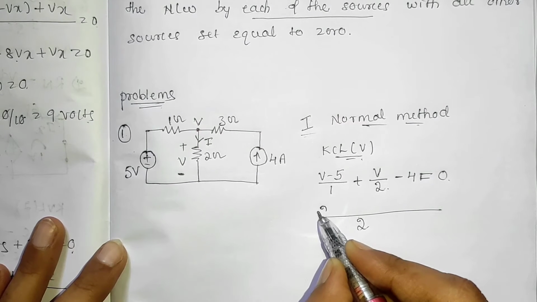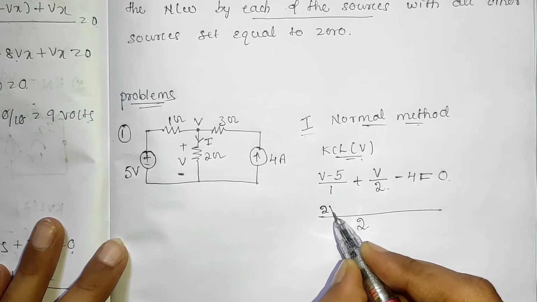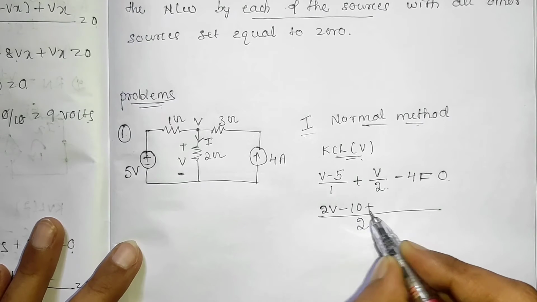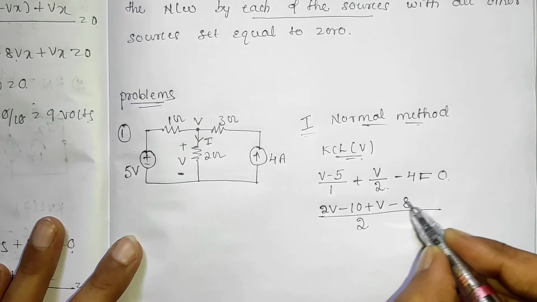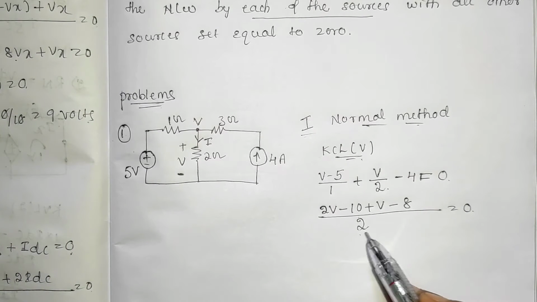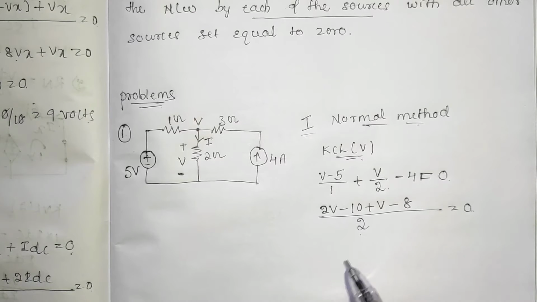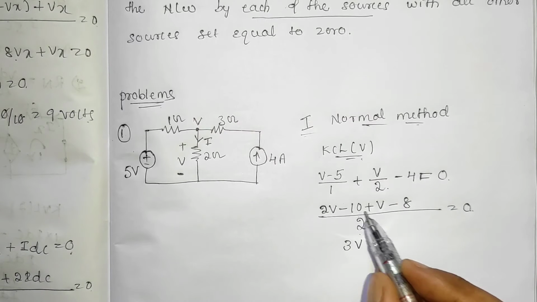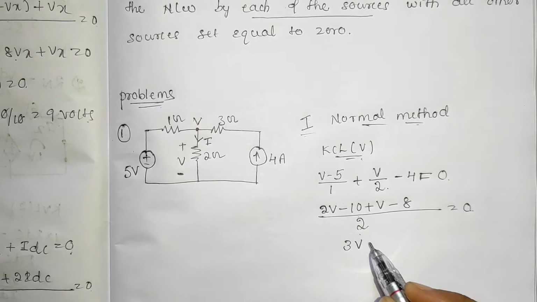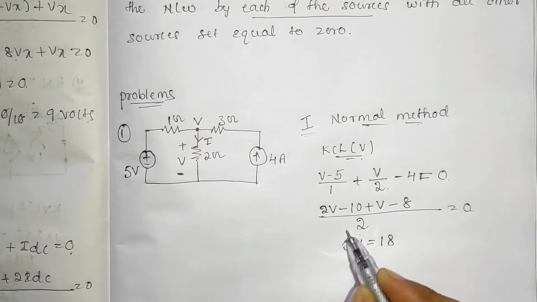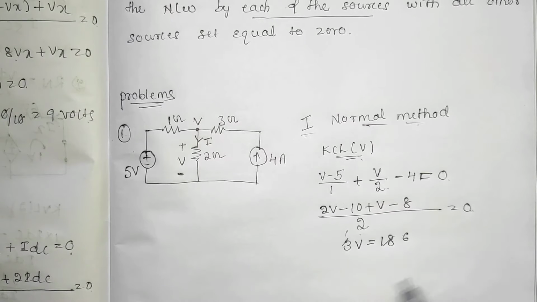Then 2V minus, so 2 into 5, 10, plus V minus 8 equals 0, right? So then the 2 becomes 0, right? Multiplying with 0, it becomes 0. So finally 2V plus V, 3V, here minus 10 minus 8 equals minus 18. Then take it to the right side, then it becomes positive 18. So 3 sixes are 18, right? So the voltage across the 2 ohm becomes 6 volts.